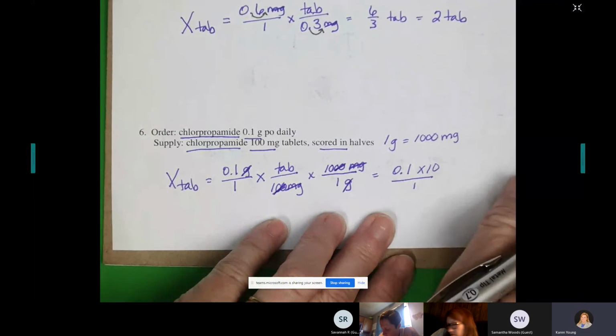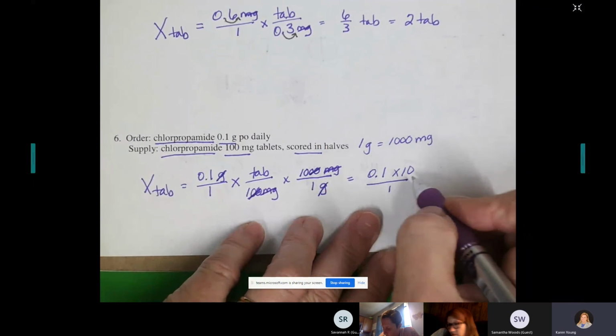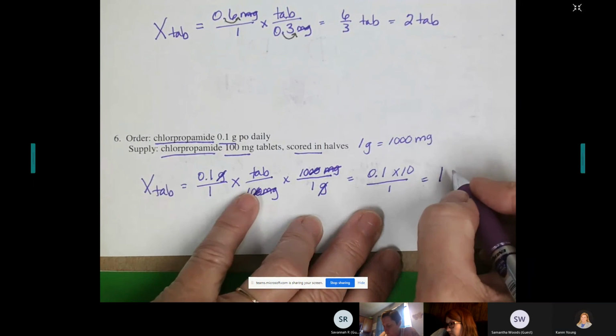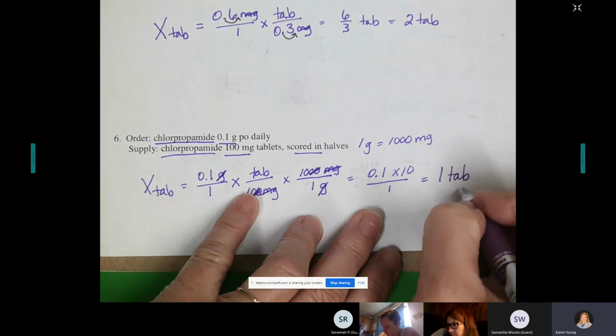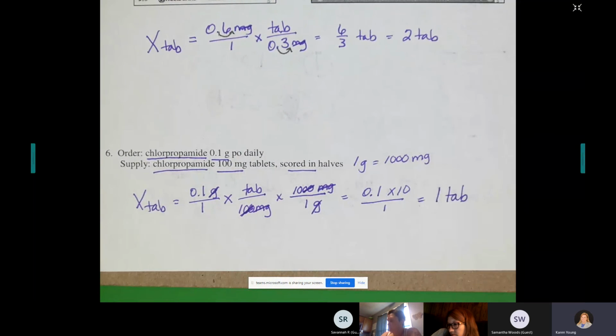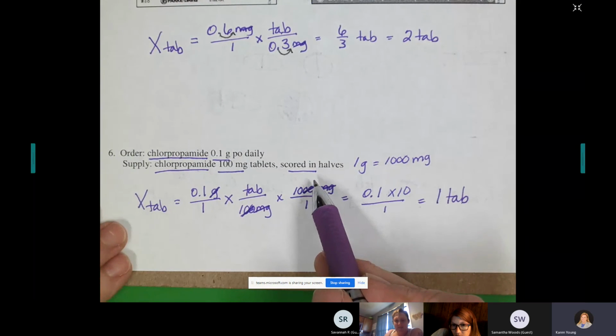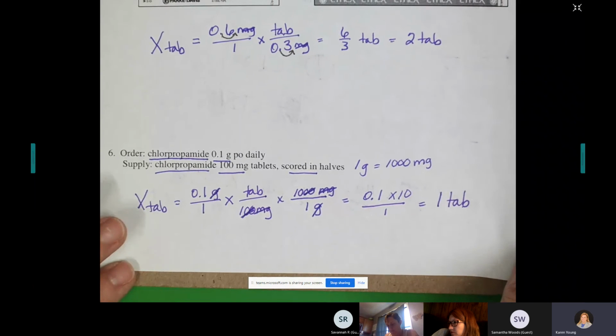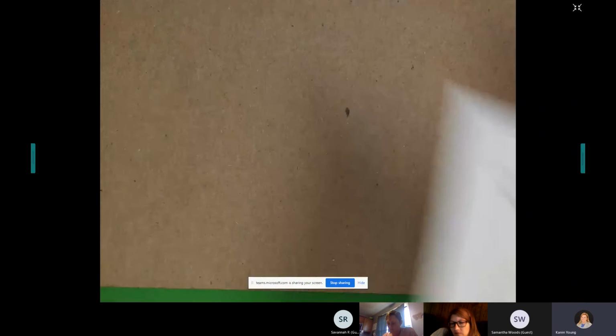So I really don't have to worry about the ones. But 0.1 times 10 is 1. And I'm in tablets, so it's 1 tablet. So do I have to worry that it's scored since I'm giving a whole tablet? No. It doesn't matter if it's scored or not if I'm giving a whole tablet. Okay.